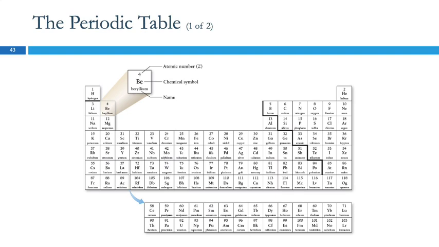The atomic number is on the periodic table for all the elements. So here, looking at this individual square, that whole number at the top, that's the atomic number, the number of protons that an atom has. Here's the chemical symbol and its name.